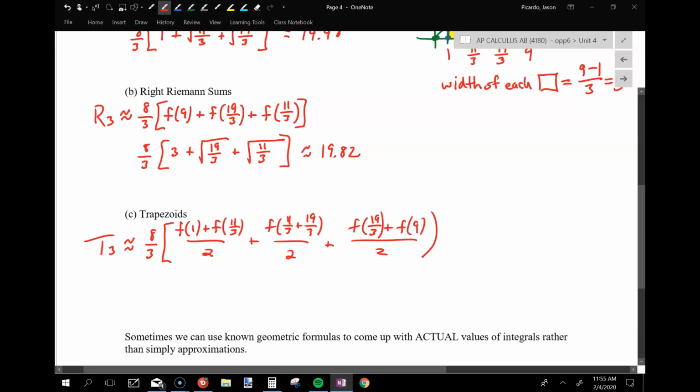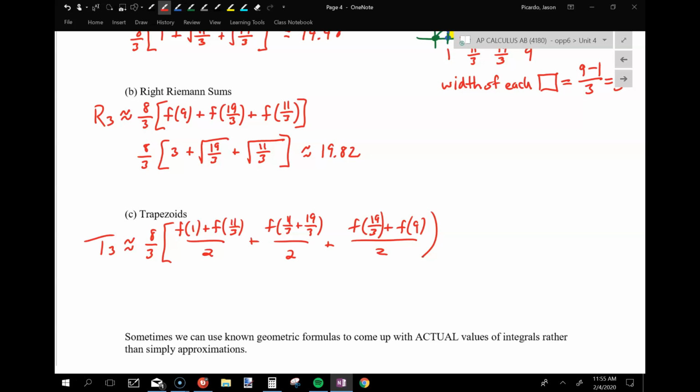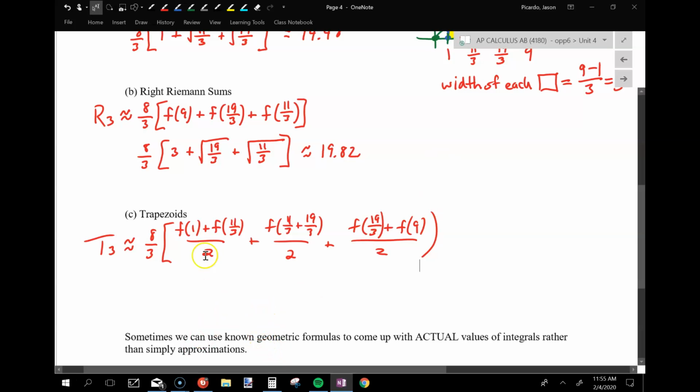And just to make sure it's clear, guys, what did I do? To make it trapezoidal, you just take the average of the left side and the right side of each what? Of each of the rectangles, right? So I'm just taking F of 1 and F of 11/3 and averaging them, adding them together and dividing by 2. That's all a trapezoid is, right? Average of the bases. All right, so put this in the calculator.